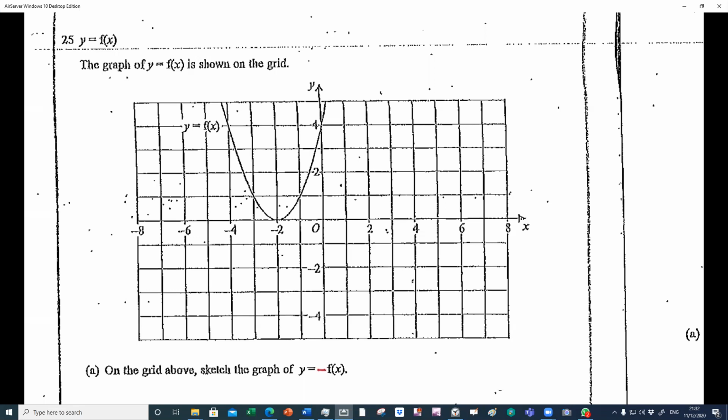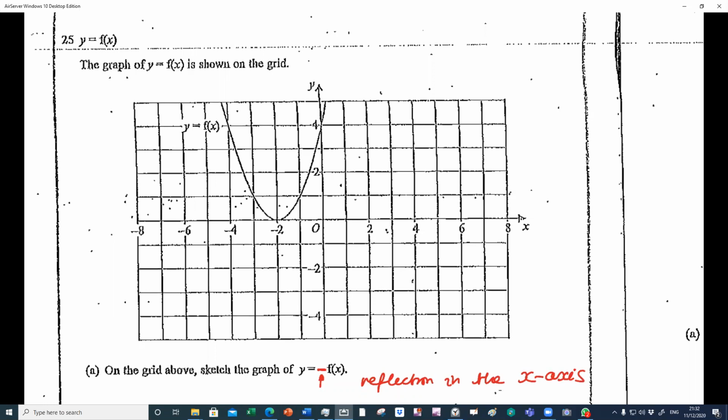So which is the bit that they modified? The minus. Is the minus outside the function or inside the function? Outside. So outside the function, does it mean it's a reflection in the x-axis or in the y-axis? It's a reflection in the x-axis.